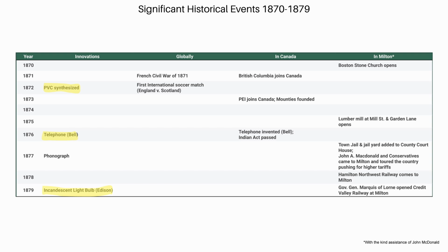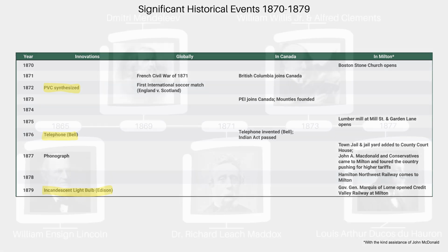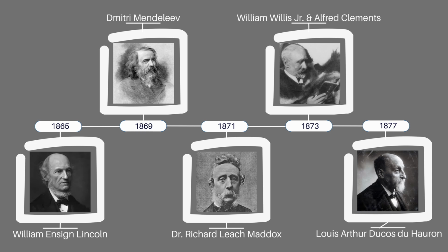During the 1870s, England and Scotland played to a 0-0 draw in the first ever international soccer match. They have since played each other at least 116 times. Polyvinyl chloride, or PVC, was invented and is still in use today. Sir Alexander Graham Bell invented the telephone, and the electric incandescent bulb was patented by both Edison and Swan. The next few years see some interesting advances.